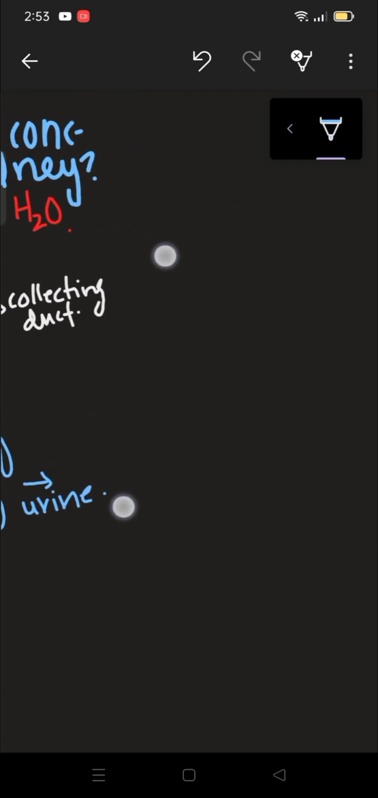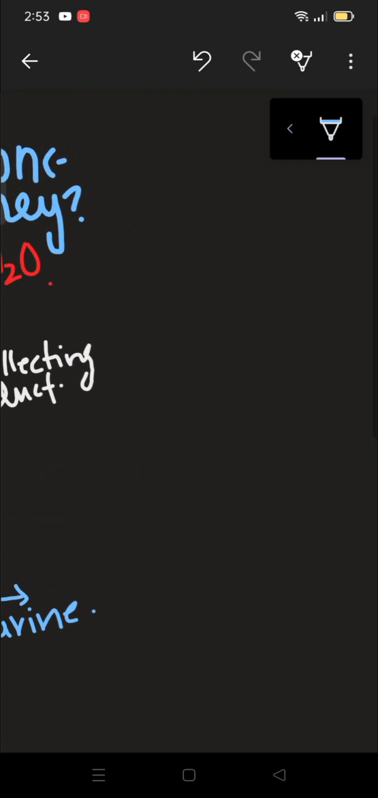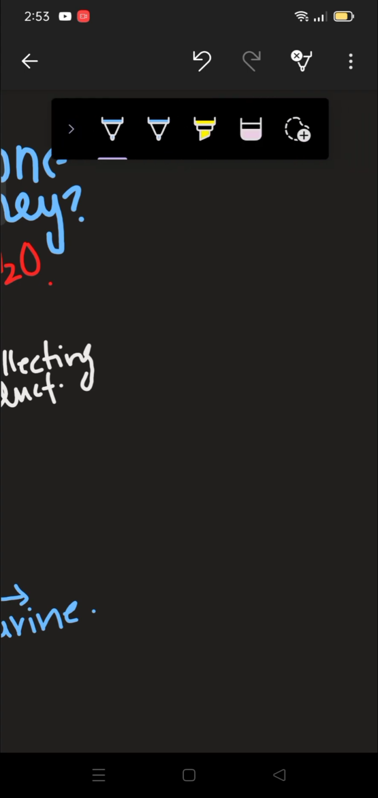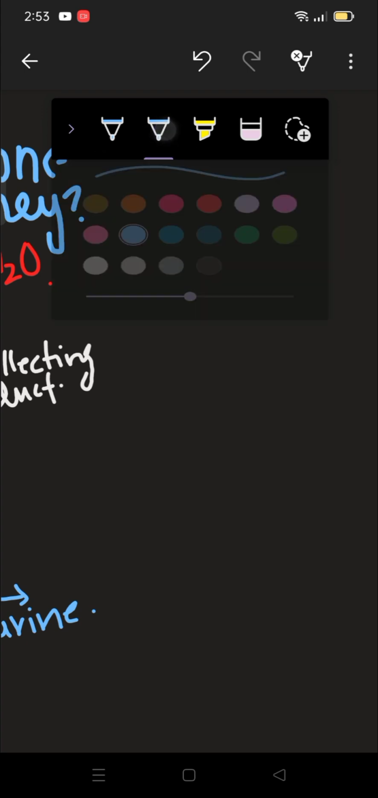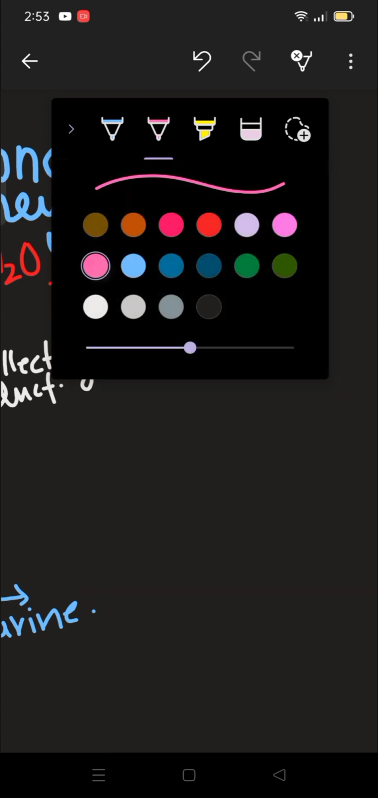In that case, DCT and collecting duct will be what? They will be permeable to the water, so that more and more water can be reabsorbed and concentrated urine can be passed out through the body. Alright, so here I am writing this down. I am not going to make this diagram again, because as I have already told you this thing, so I'm just going to write here.